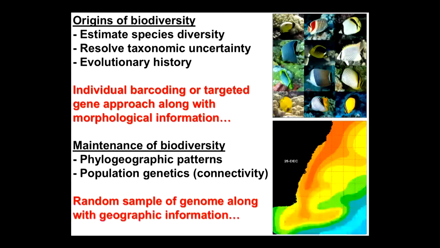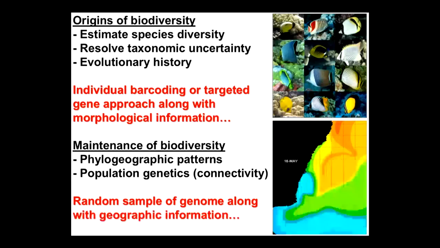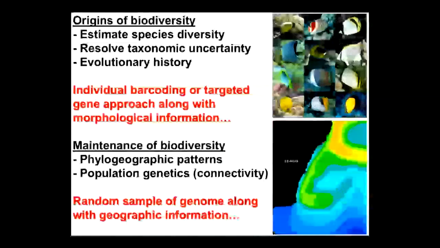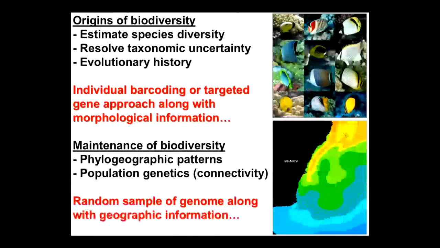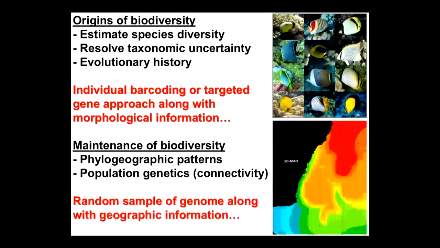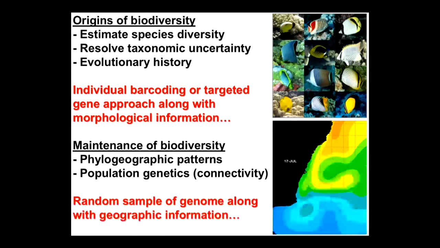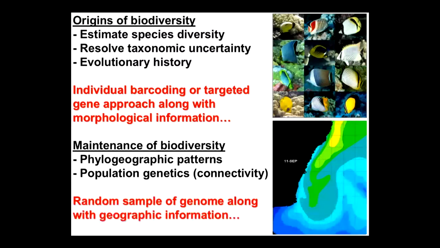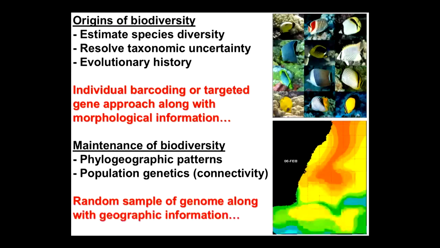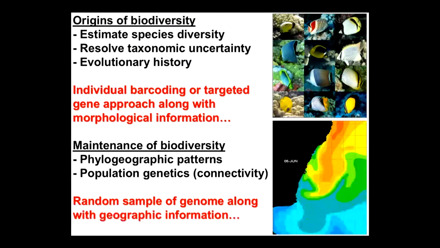Most of what we do uses molecular approaches. So whether we're looking at a single gene or a whole bunch of genes, we usually do this across a large number of individuals, large numbers of taxa. But we also pair this with morphological information, which is important as well. With those two pieces of information, we can start to get at estimates of things like species diversity. We can resolve some of the taxonomic uncertainty, and also look at the evolutionary history of some of the more complex groups.